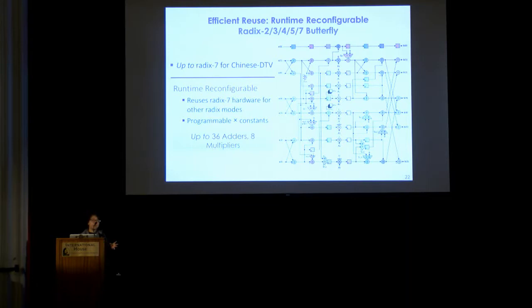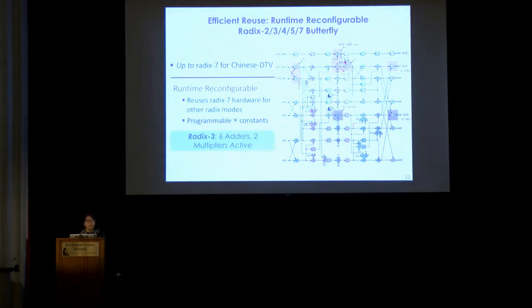So if you wanted to support a bunch of different wireless standards, for example, including Chinese digital television, which requires this nasty 3,780-point FFT in radix 7, you would get a butterfly that can look something like this. This has a bunch of additional registers and other logic inside that allows you to support runtime reconfigurability, and that means that I'm reusing radix 7 hardware for other radix modes. And all of the multiplication constants there are programmable. So at any given time, you're using up to 36 adders and 8 multipliers.